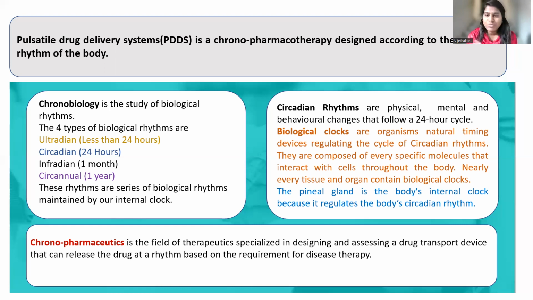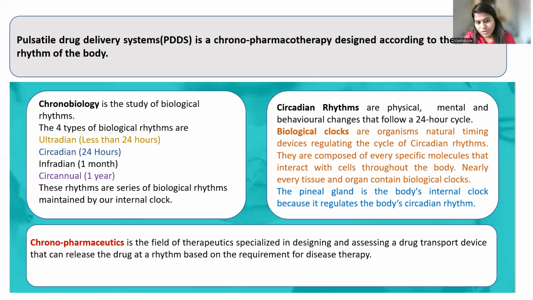So how these are maintained is that these biological clocks are composed of specific molecules. These specific molecules may be hormones, proteins, enzymes, etc. Every tissue and organ contains these biological clocks. The main body's internal clock is the pineal gland, which regulates the body's circadian rhythm.